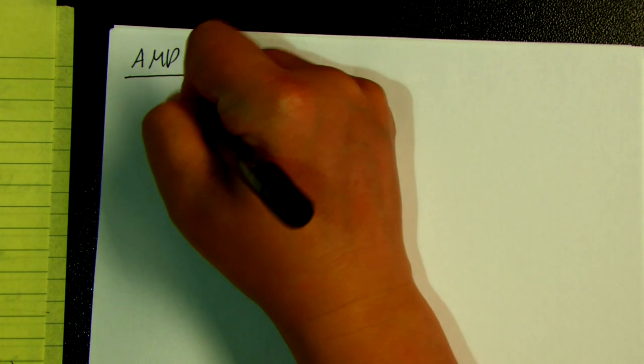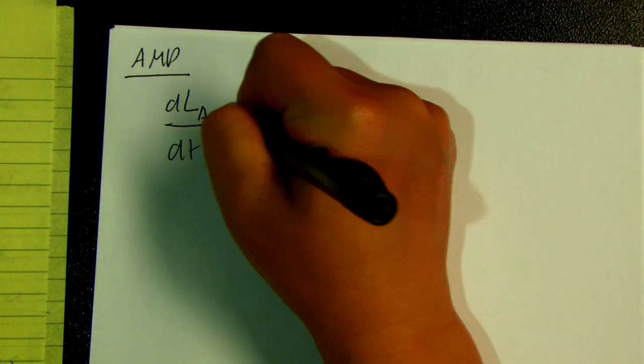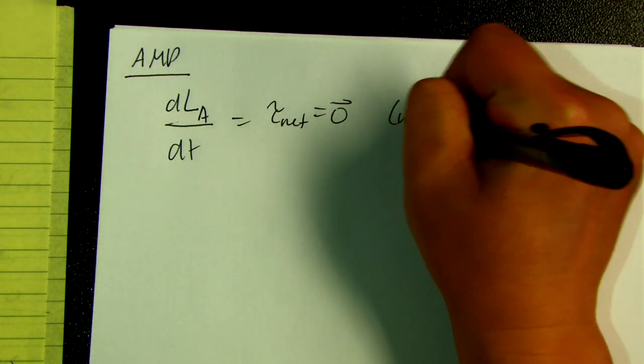All right, so moving on to the angular momentum principle. We've learned what we can with the momentum principle. Now we need a little bit of angular momentum. The change of angular momentum with respect to time is equal to the net torque, which is equal to 0. It's still not moving.